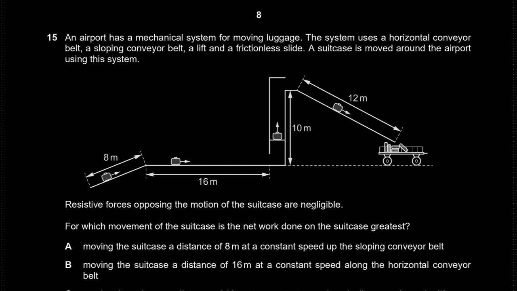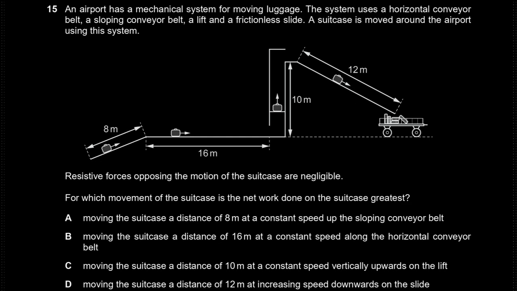Question number 15. An airport has a mechanical system for moving luggage. The system uses a horizontal conveyor belt, a sloping conveyor belt, a lift, and a frictionless slide. A suitcase is moved around the airport. So this is our horizontal conveyor belt. This is the sloping conveyor belt. This is the lift. This is the slide. So there's a slight mismatch in the order. The sloping conveyor belt is the first thing here.